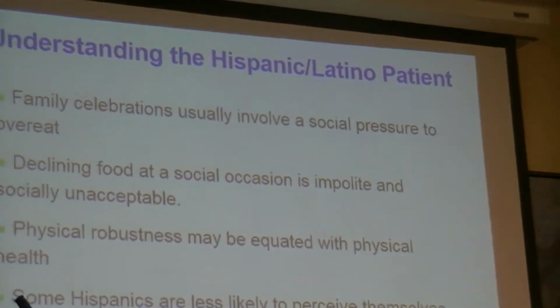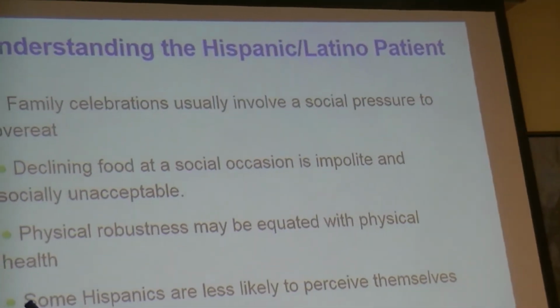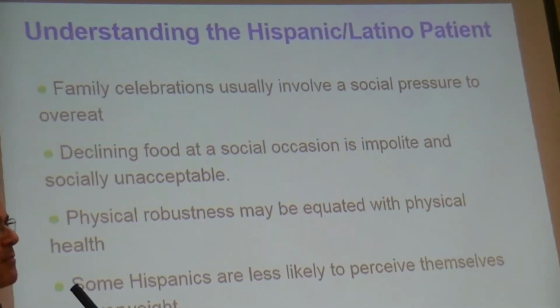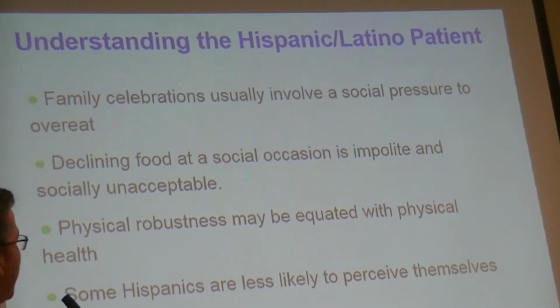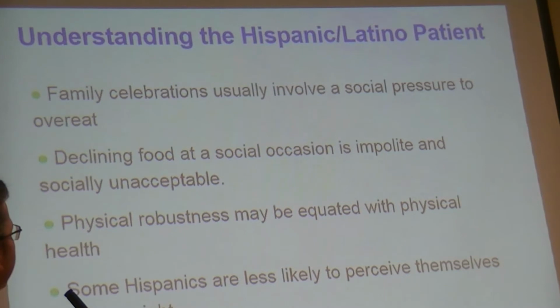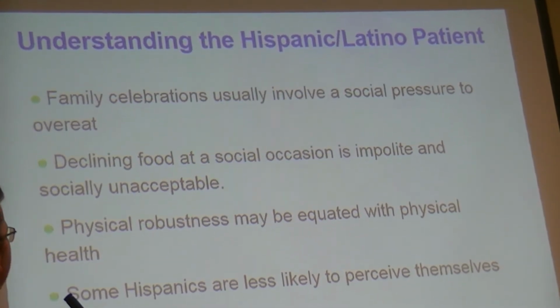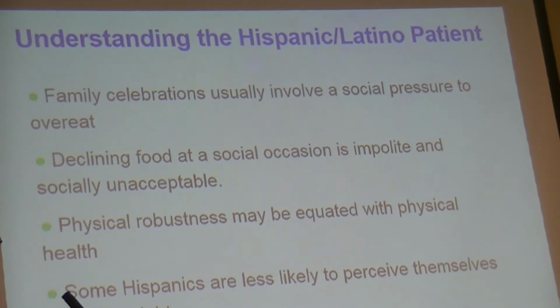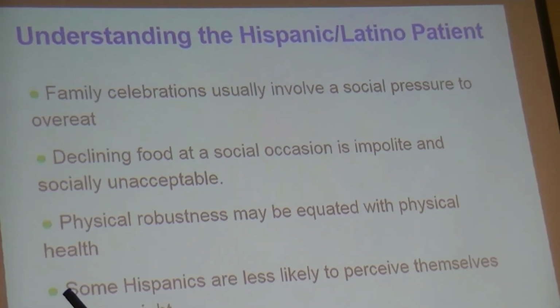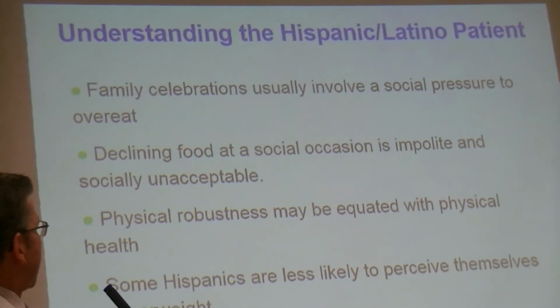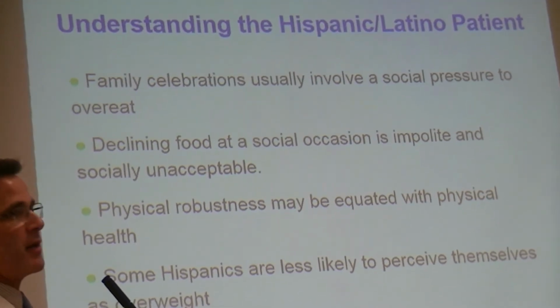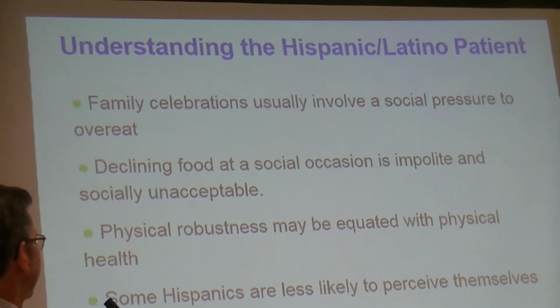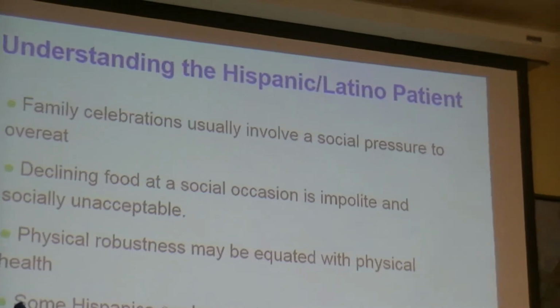So another point that can sometimes make treatment difficult, or where we can take advantage of some aspects, is that family celebrations usually involve a lot of social pressure to overeat, and not only celebrations, sometimes just being in a family setting. And declining food can be seen as very impolite. It's not socially acceptable in some cases.